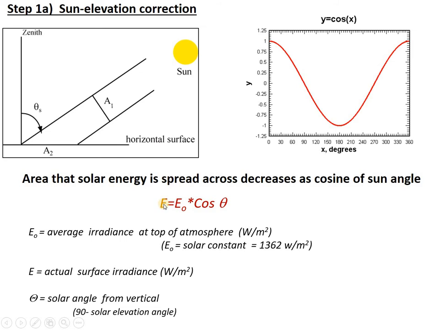So for this first correction, we're going to take E naught, which is the average irradiance at the top of the atmosphere. That's essentially a constant, 1362 watts per meter squared, and we're going to multiply it by the cosine of the solar angle measured from the vertical. That's going to give us our first pass at E.